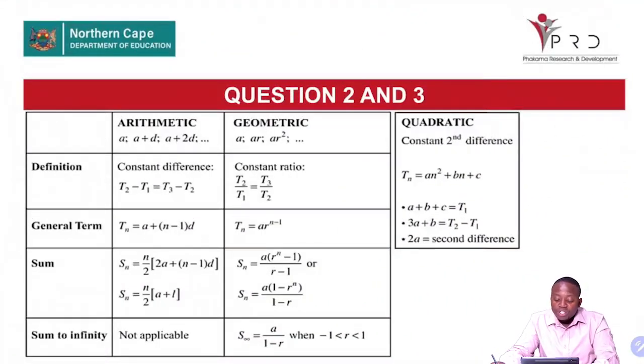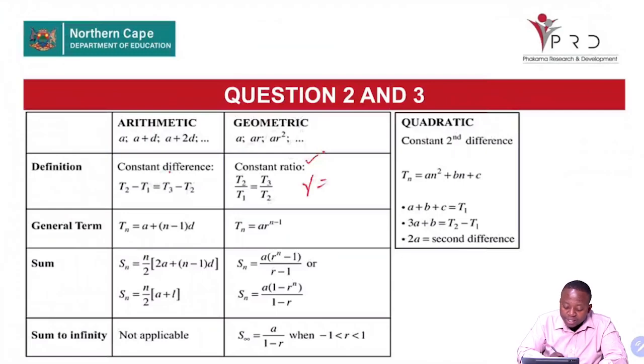Now, we are going to question 2 and question 3. Question 2 and question 3, we are talking about sequences and series. When you're looking at the sequences and series, this is just a brief summary of what we work with. We have the arithmetic and the geometric. Arithmetic has a constant difference. Under geometric, it is defined by the constant ratio.